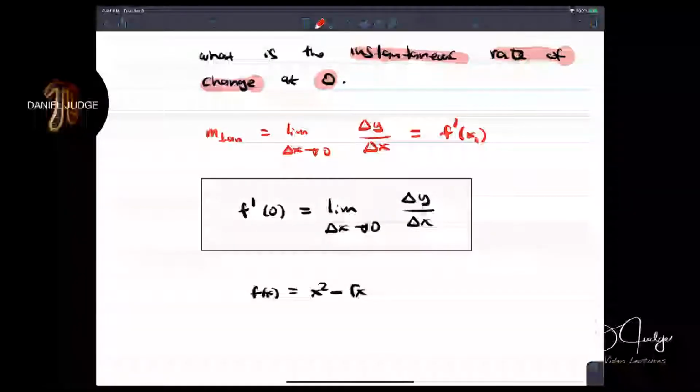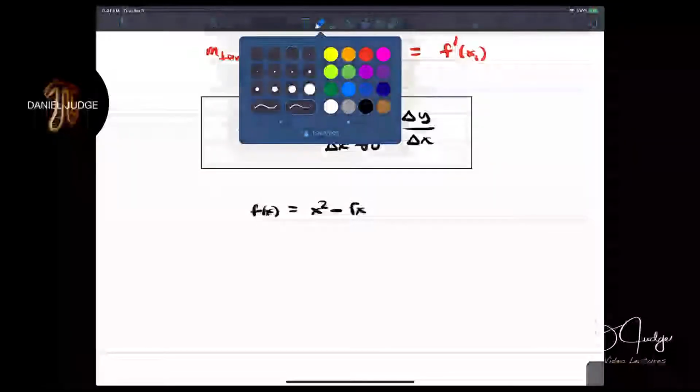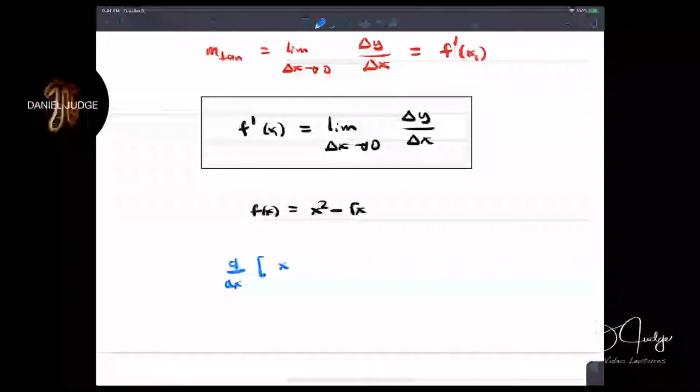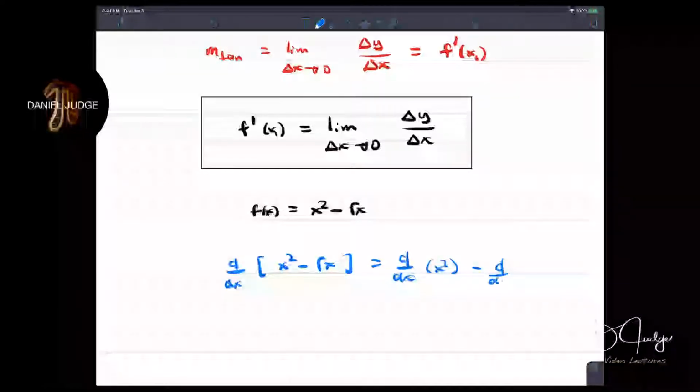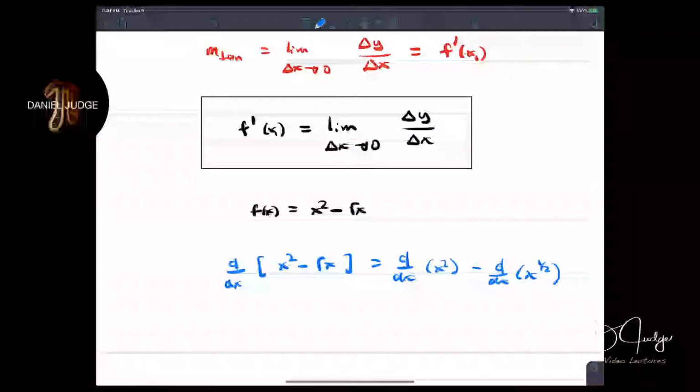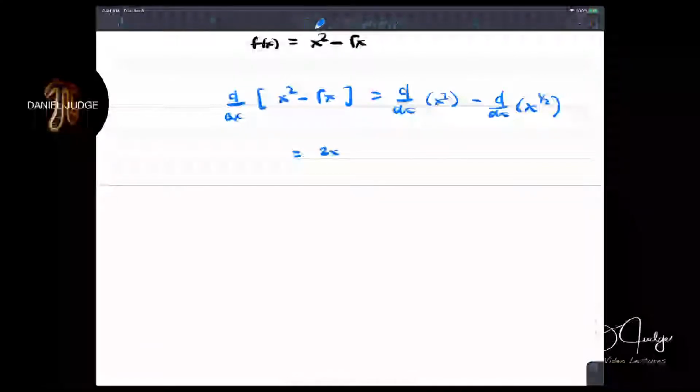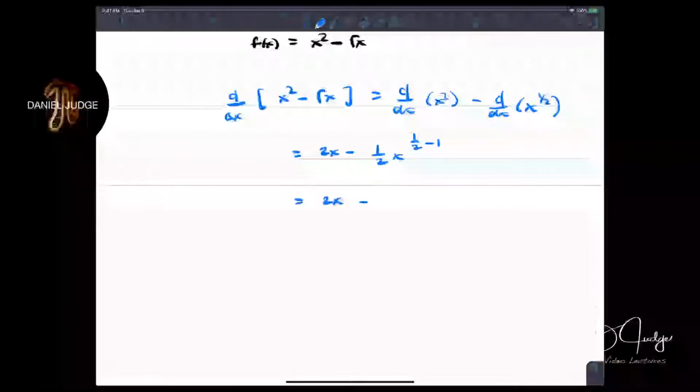We can call that the same thing if you guys want, x1. And we need the derivative of the function. So to get the derivative of the function, this is why you guys did all that hard work on derivatives, right? Because we're going to start to use these things. The derivative of a difference is the difference of derivatives, and you know the definition of that square root of x. Here's what you end up with: 2x minus 1/2 x to the 1/2 minus 1, which is 2x minus 1/2 x to the minus 1/2. And we get 2x minus 1 over 2 square root of x.